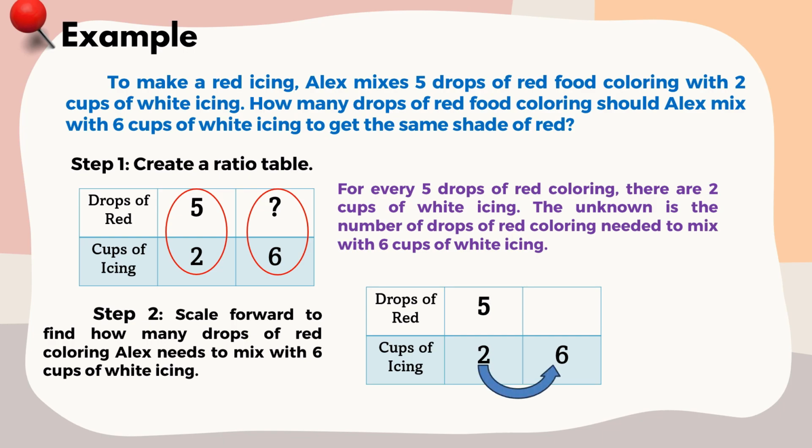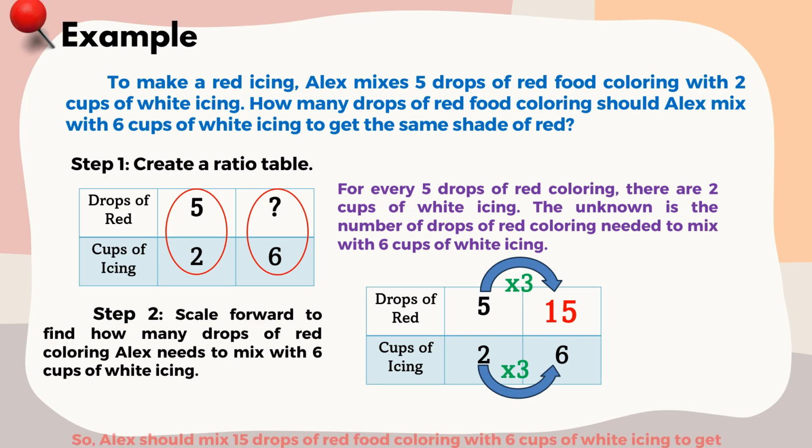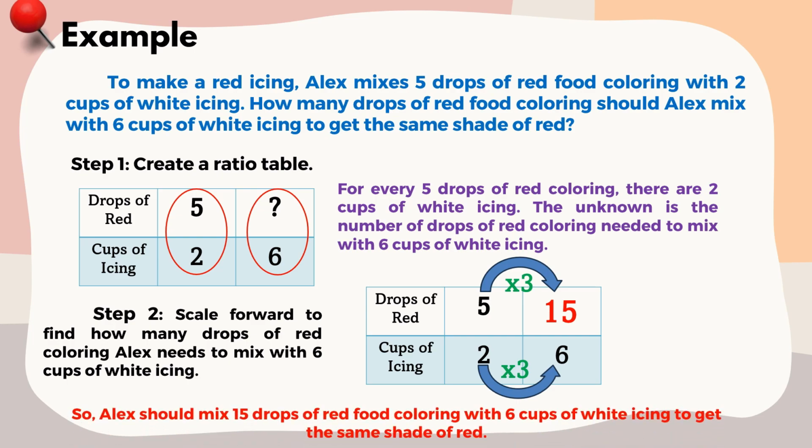How do we get 6? 6 comes from 2 times 3. Therefore, we're going to multiply 5 by 3 also. So, the answer is equal to 15. So, Alex should mix 15 drops of red food coloring with 6 cups of white icing to get the same shade of red. So, 5:2 and 15:6 are equivalent ratios.